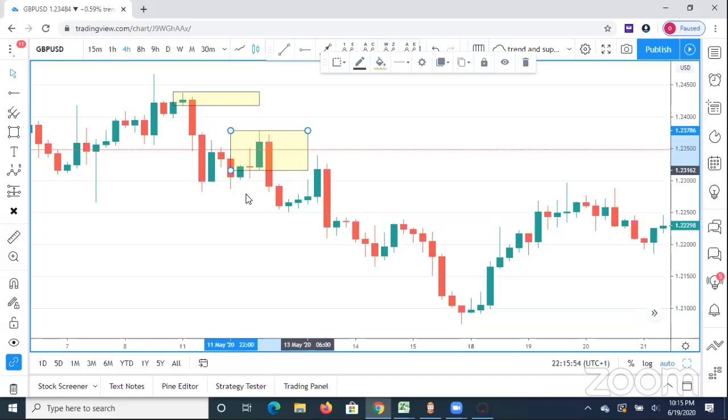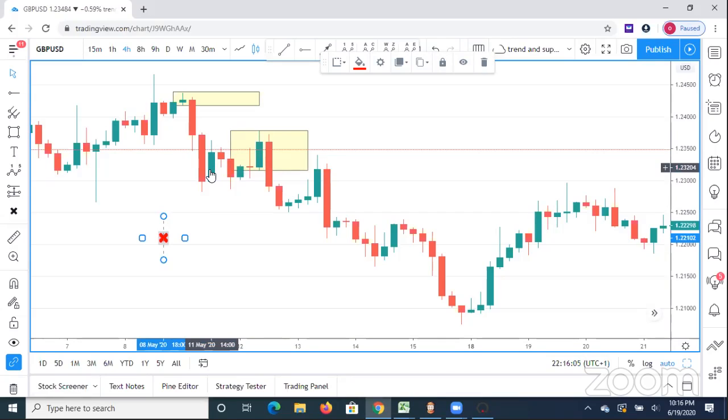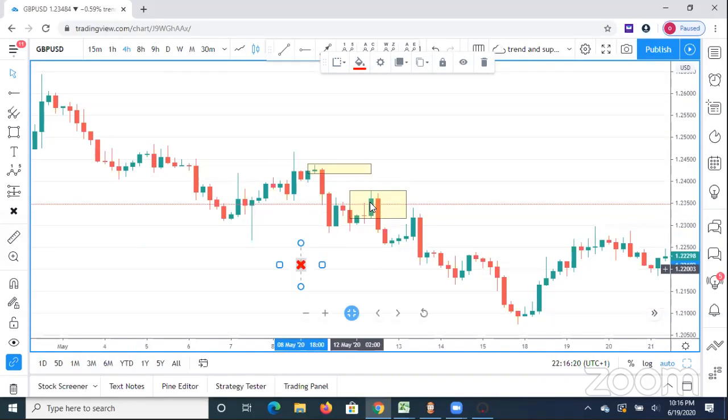right? This low didn't take out this. This didn't take out this. Therefore, we can't use this as our order block. Neither can we use this bullish candle as our order block, right? This took out this point. So this becomes our bullish candle, right?